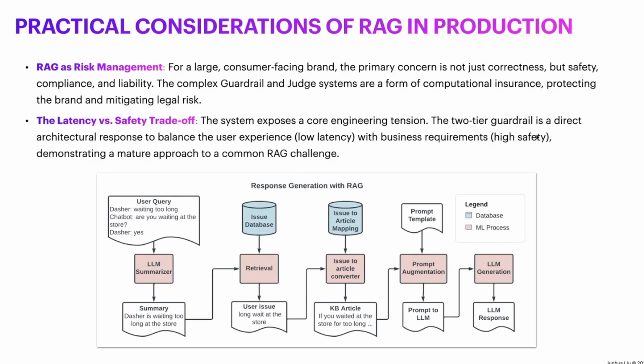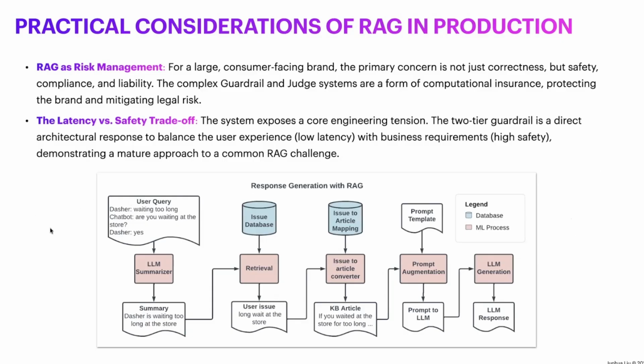For large consumer-facing brands like DoorDash, the primary concern is not just how accurate or how well the content is generated, but also how safe it is and how much it's aligned with compliance to reduce the liability of breaking it. So the need for complex guardrail and judge systems is a form of computational insurance that they invest in to protect the brand and mitigate the legal risk.